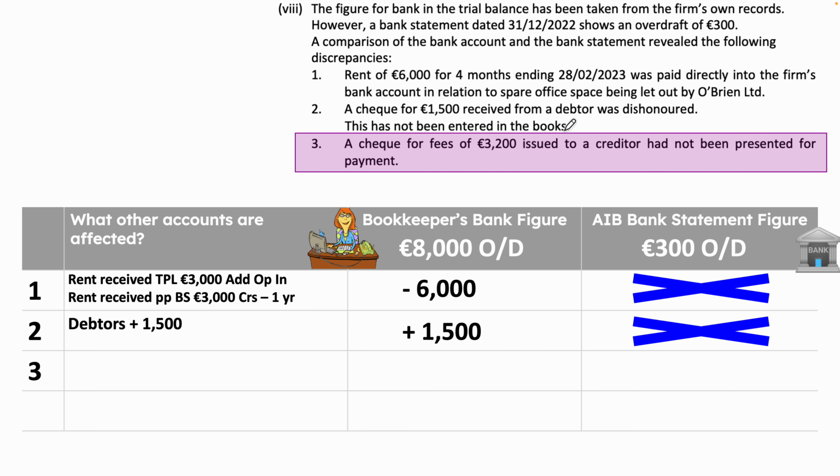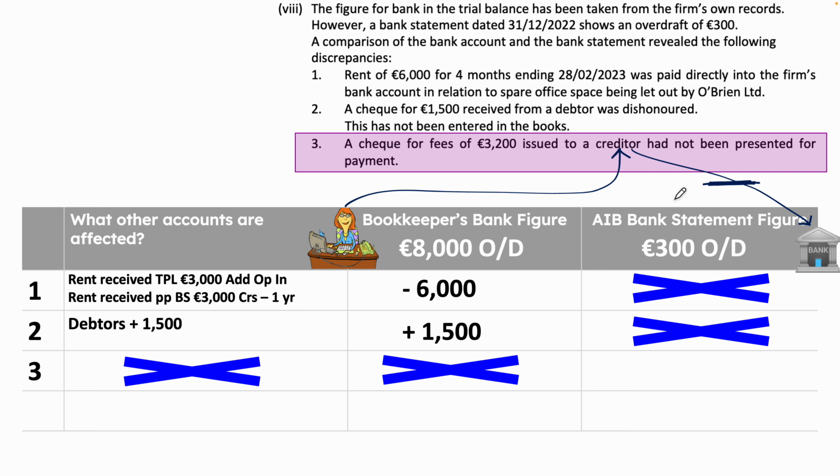Last then, number 3, a cheque for fees of $3,200 issued to a creditor had not been presented for payment. So look, the bookkeeper had given the creditor the cheque, so we can assume that she entered it into the bank account and into the creditor account, but the creditor hasn't gone into the bank to lodge it, okay? So AIB doesn't know anything about that. So we can assume that the bookkeeper has nothing to do because they've done it already, okay?